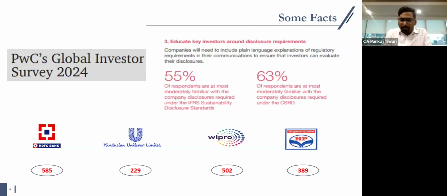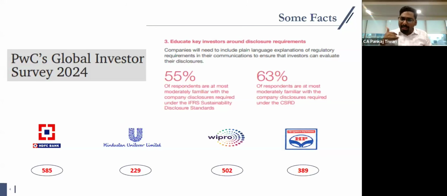If you look at it, these four companies which have put it in the public domain: HDFC has 585 pages of annual report, Unilever has 229, Wipro has 502, and HPCL has 389. So we picked up respective industries just to see whether there is any consistency.